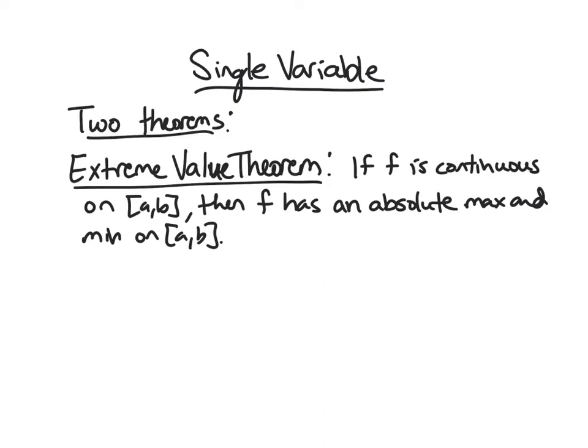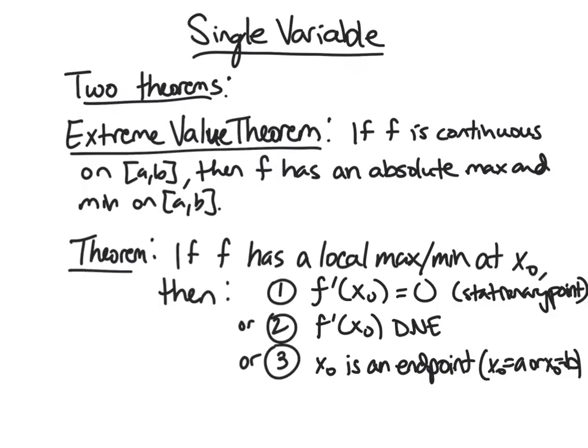So if f is continuous on a closed interval, then we know it's going to have a max and a min on that interval. And then the second will tell us where that can occur. So we know if we have a local maximum or minimum at a point, say x naught, then one of these three things must occur.